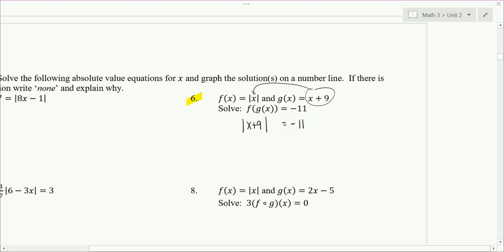When you take the absolute value of a number, you always get a positive answer. And so here we're going to say there's no solution to this, because the left side is always positive, no matter what x value you plug in, but the right side's negative. So the absolute value of a number will always be positive.